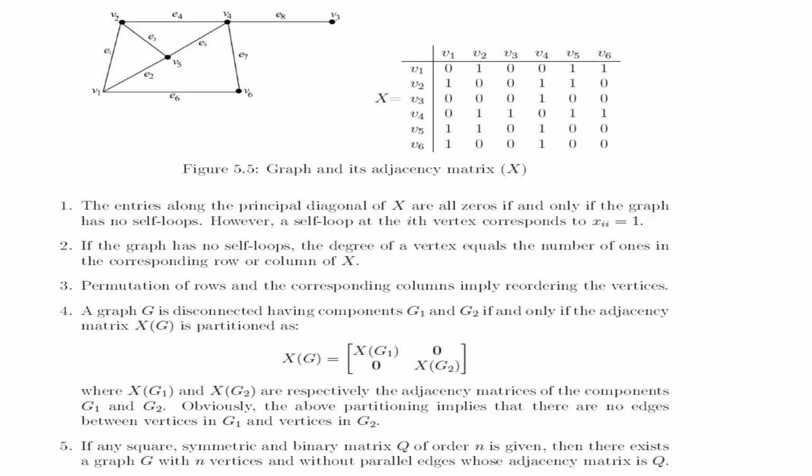Fifth property, if any square symmetric and binary matrix Q of order n is given, then there exists a graph G with n vertices and without parallel edges whose adjacency matrix is Q.